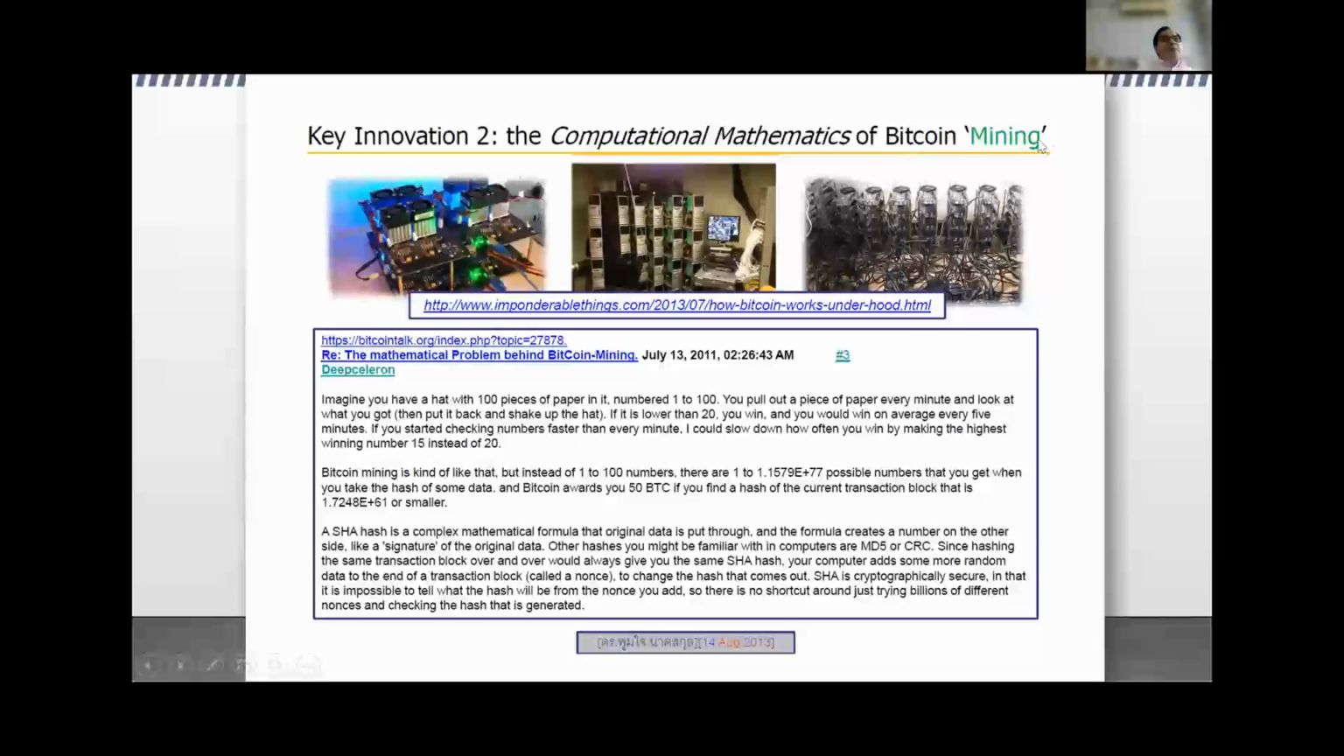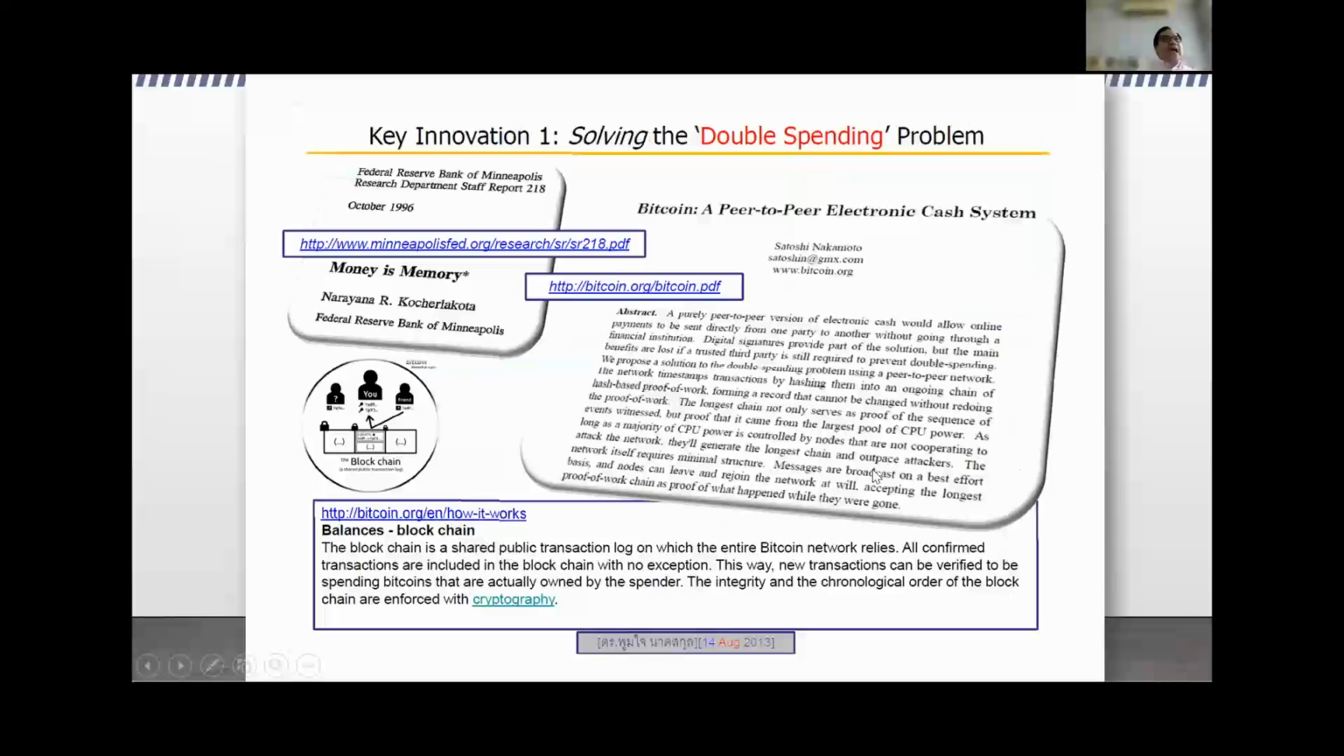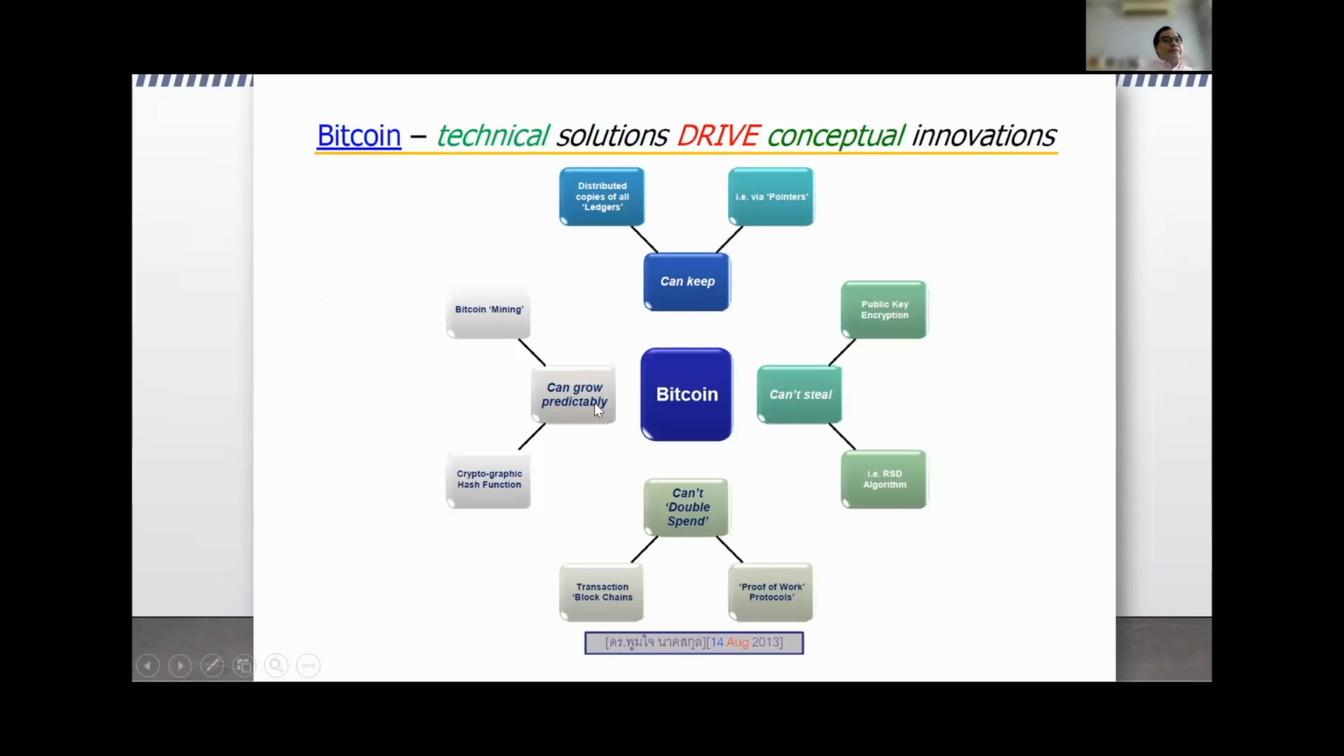And the other one is called mining, Bitcoin mining. That solved this: money can predictably grow. What I mean is, you think of mining as a random process. Mining gold, for example, is a random process, right? You find gold, you're done. But even though it's random, it is very predictable. If you work for a mining company, they can actually predict how much gold they'll get next week and the week after.